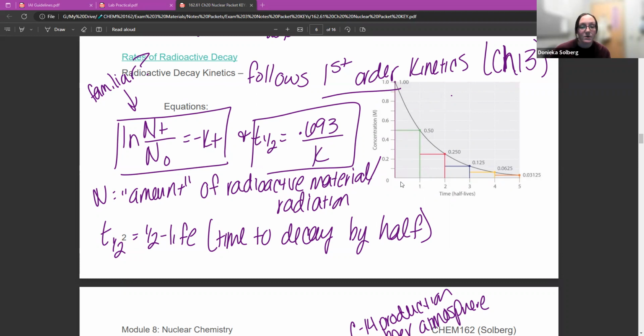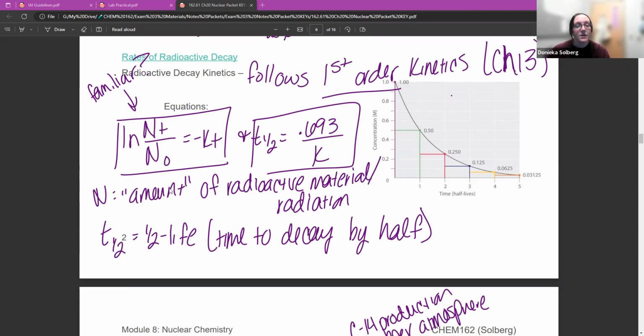So after whatever the half-life is, say it's 50 years, after 50 years, I have half of what I started with. After another 50 years, I have half of that, and so on and so forth. So really you never get to zero, but essentially it just decays by half and by half and by half. And that's what radioactive decay is like.